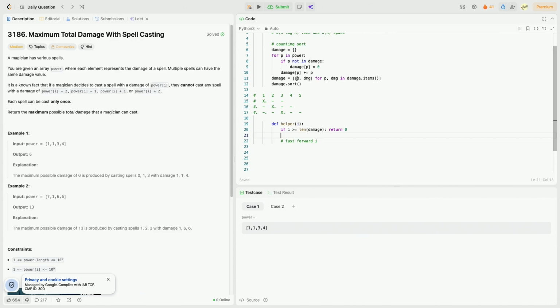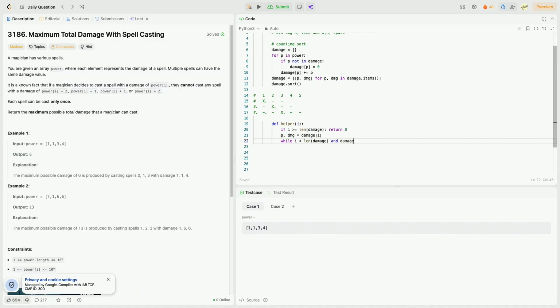Our damage array contains power and a damage, right? So we're going to extract that from the array for our index I, and we need to do that to be able to compare it. So that's how we get the power value of the spell at position I, and how many spells we have with that power value multiplied with the power value. That's our damage. Now we're going to forward our index while I is smaller than the length of damage, right?